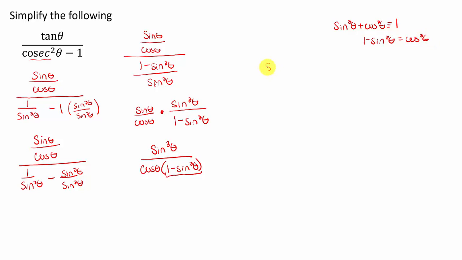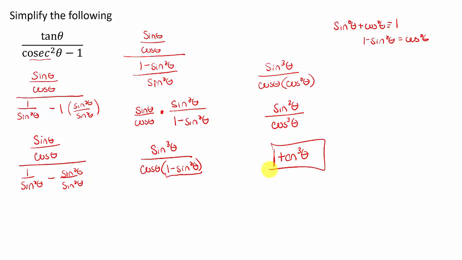I'm going to have sine cubed theta over cosine theta times, and instead of 1 minus sine squared, I'm going to have cosine squared theta. And then you see that on the bottom, I now have 3 cosines. So I'm going to write cosine cubed theta. And this is sine cubed theta over cosine cubed theta, which just makes tangent cubed theta. And again, that's pretty simple. So we simplified it all the way down to just tangent cubed theta.